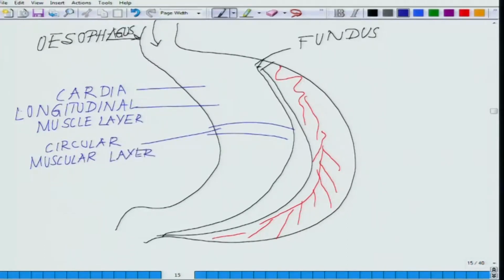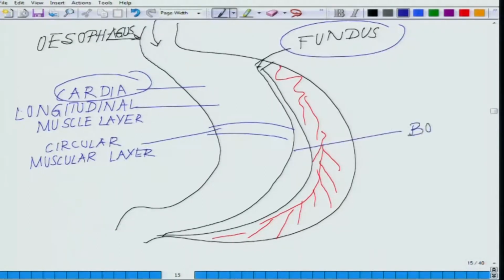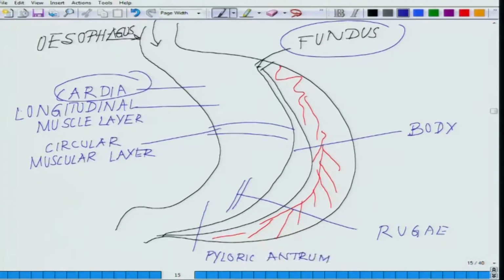Okay. And then you have, this is the fundus, this is the cardia, and here is the body part, and this surface is called the rugae surface, and this zone is called the pyloric antrum, and here is the pyloric sphincter, and this part is called the pyloric canal.